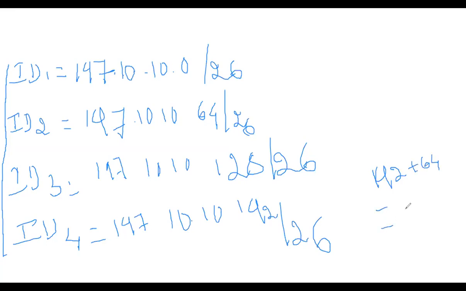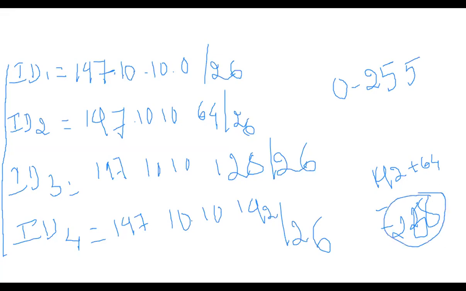After adding 64 to 192, how much does it become? It goes more than 255, it becomes 256. What is your range? The range is 0 to 255. So it is going beyond that, and you can't consider it.